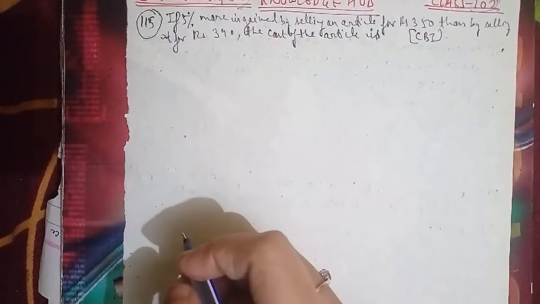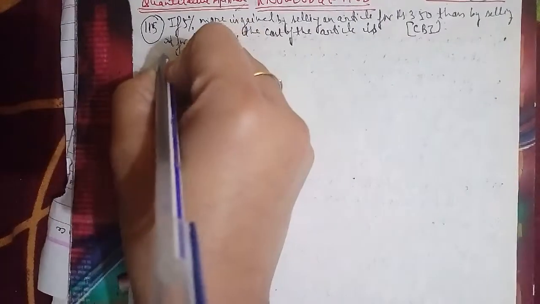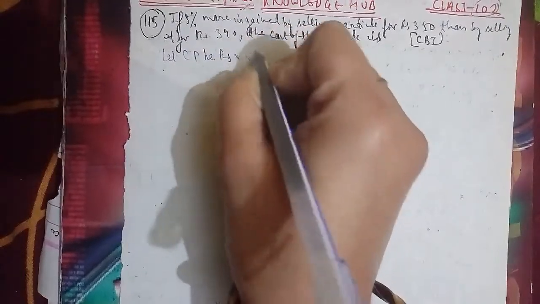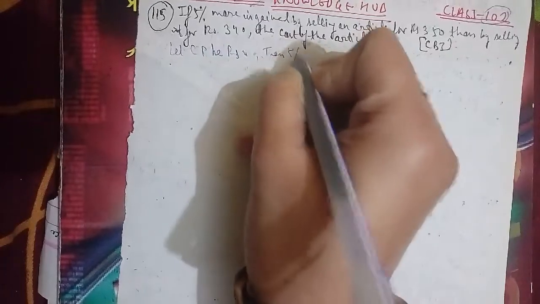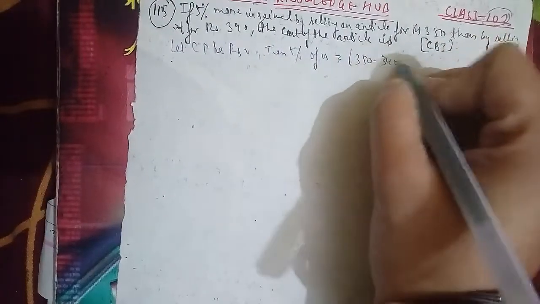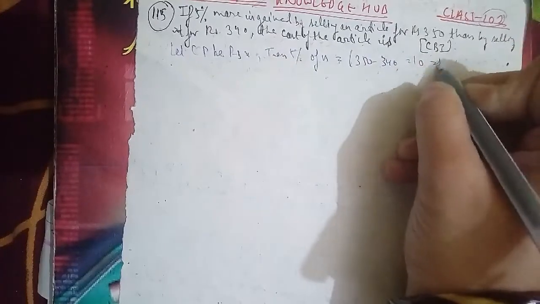Let CP be rupees X, then 5% of X equals 350 minus 340 equals 10, that is X upon 20 equals 10, and X equals 200. Now we go ahead with the next one.